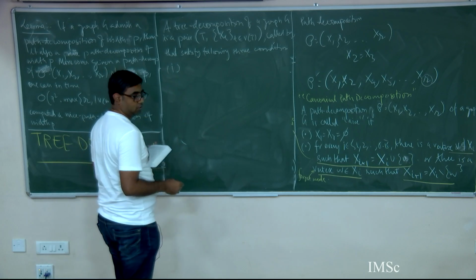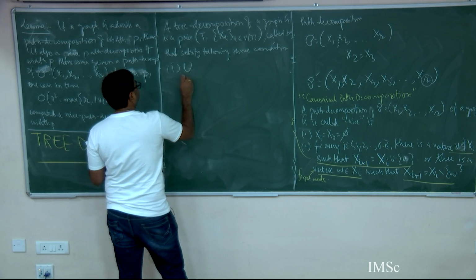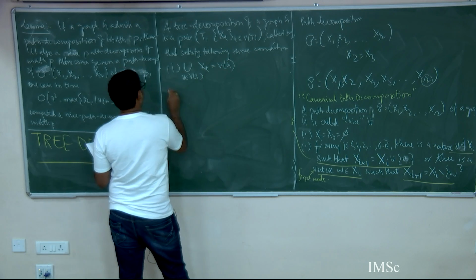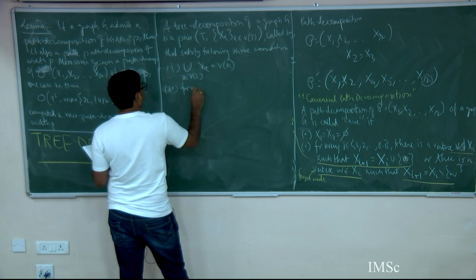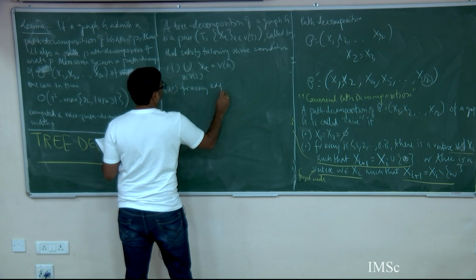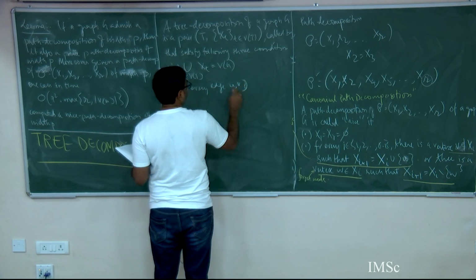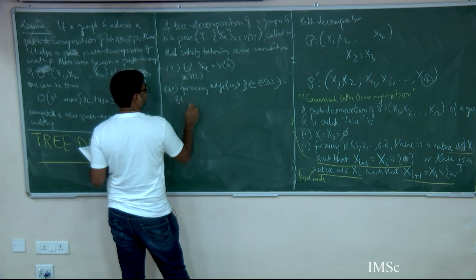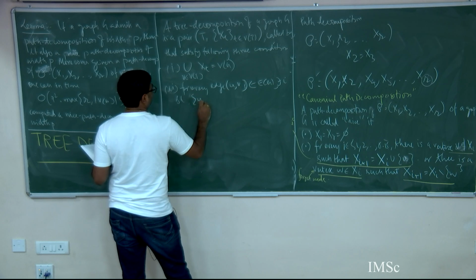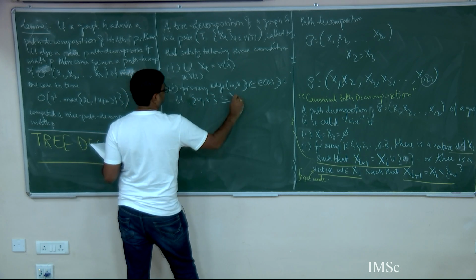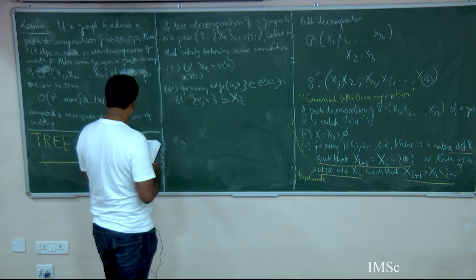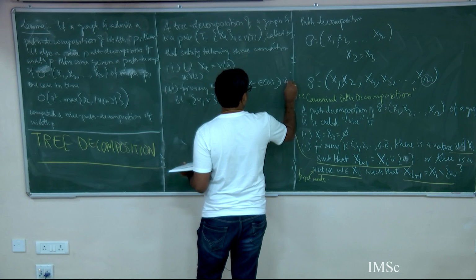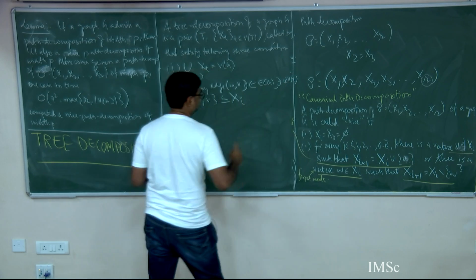First, again, the union of Xt over t in Vt is equal to Vg. For every edge (u, v) in Eg, there exists an i in Vt such that {u, v} is a subset of Xi, right? There exists i in Vt such that this happens.